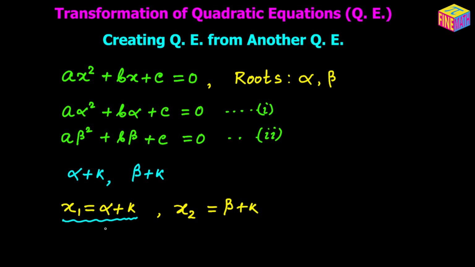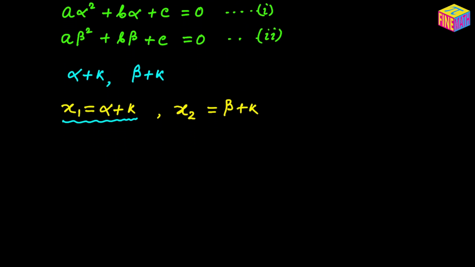So from here, let's forget about x sub 1 or x sub 2, let's simply call it x. If we simply call x a root of the new quadratic equation, then x is going to be alpha plus k. From here we get alpha is equal to x minus k. Think about it: alpha, if we keep it on the right hand side, bring k to the left hand side, that becomes x minus k. So alpha is equal to x minus k. Now we are going to use this value of alpha in an equation where we have alpha.